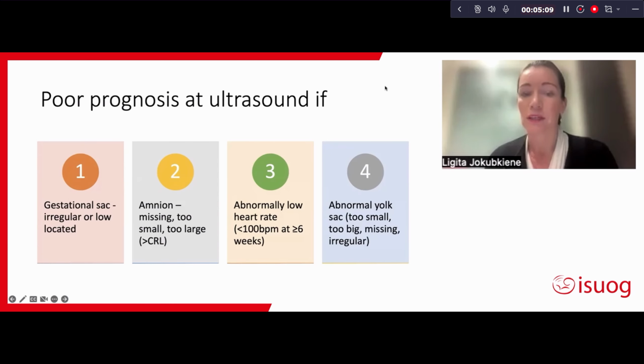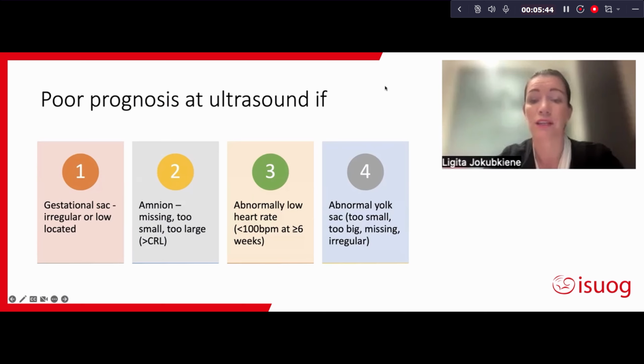Then we look at the amnion, and the amnion should be approximately the size of the embryo. So if the amnion is missing, or if we see that the amnion is too small or too large, meaning larger than the CRL, then it's not a normal amnion, and it might be a sign of poor prognosis for this pregnancy. Then we also assess the fetal heart, and we know that the fetal heart rate should be above about 100 beats per minute if the pregnancy reaches 6 weeks.